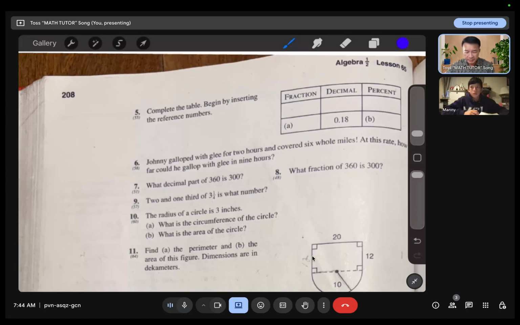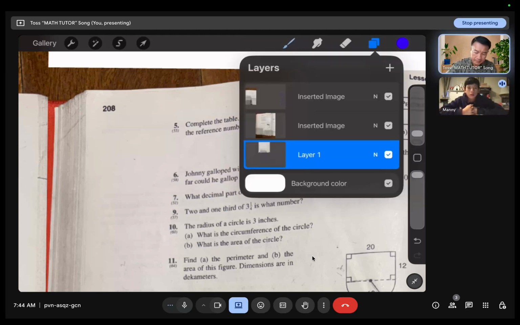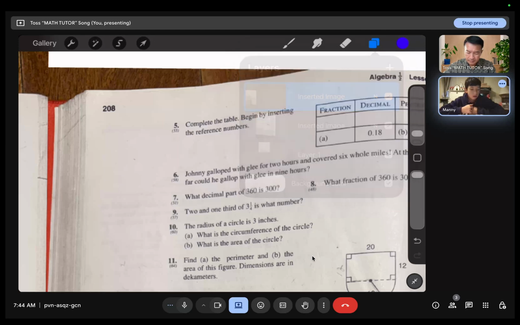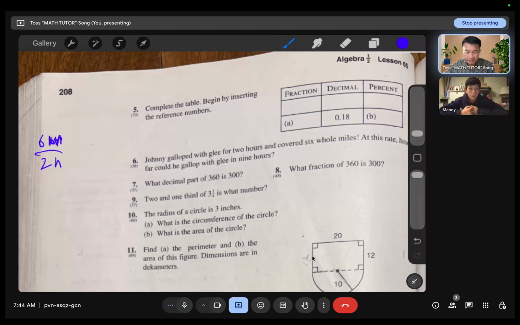What do you think about this one? If it was 6 miles in 2 hours, you can reduce that to 3 miles in 1 hour. That means he was going 3 miles an hour. So you do 3 miles over 1 hour times 9 hours. That sounds perfect.